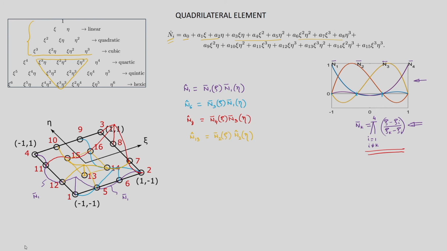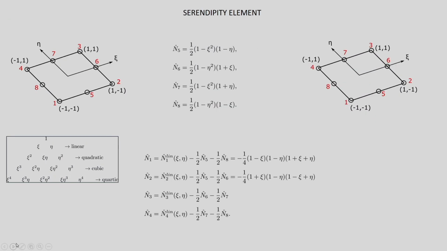So, with this objective, let us construct the shape functions for the quadrilateral element, which will allow us to avoid the internal nodes and the corresponding phi i's.